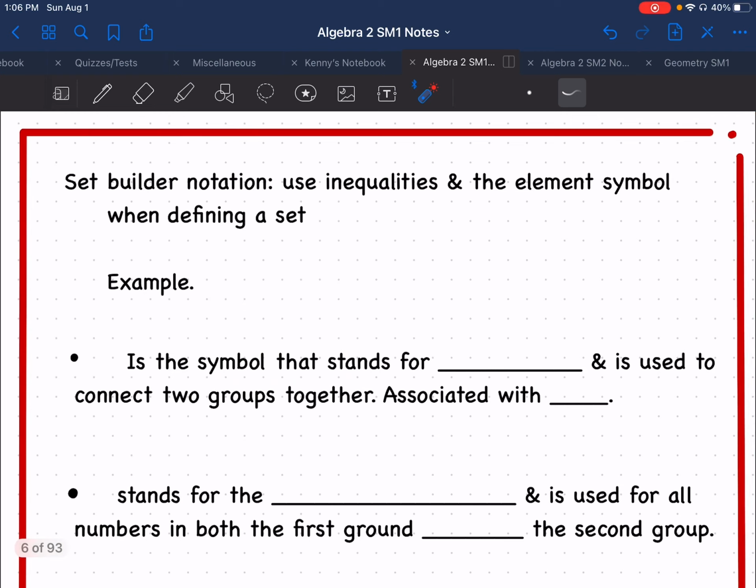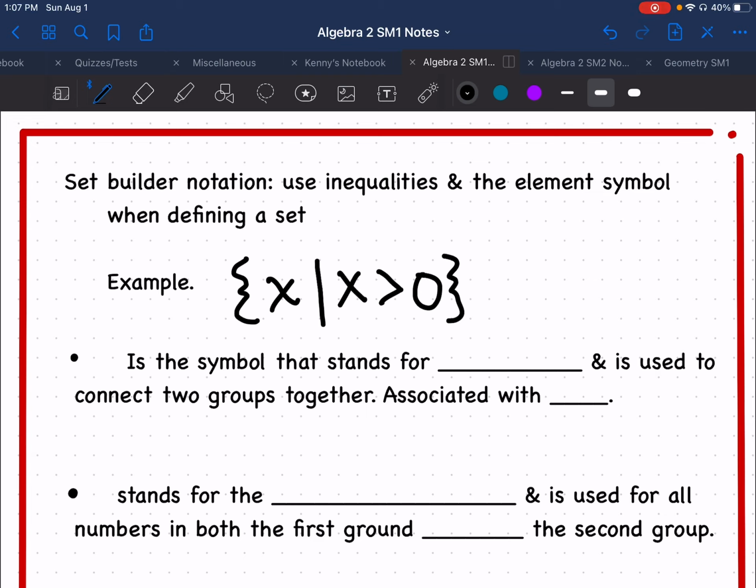All right, another way that we can talk about our domain and range is by using something called set builder notation. This uses inequalities and the element symbol when defining a set. So a simple example would be you're going to use the curly brackets, x, and you're going to put a bar. This is the word "such that" x is greater than 0. Close it off. Okay, I have seen 2 dots instead of the line. They use dot, dot, but the more common one is the line, and this is the one that I'm going to use.